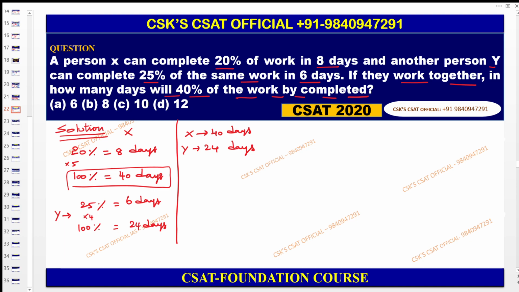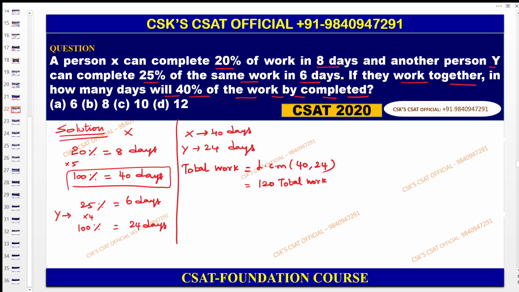Those who attended the foundation class, tell me how to find out the total work. LCM of 40 and 24. Very good, 120. LCM of these two is nothing but 120. This is the total work. Then after this, what do you need to do? What is the second step? Try and tell me.